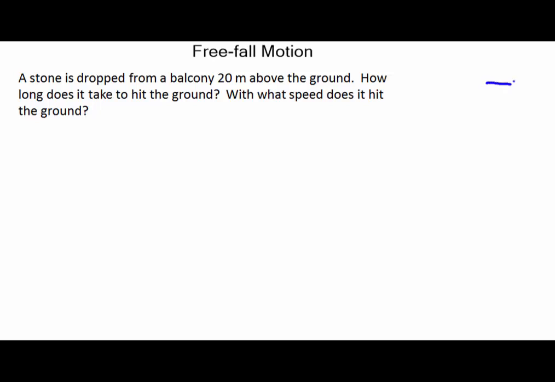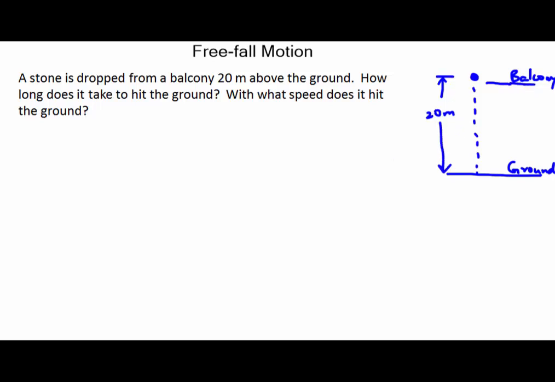So here's the balcony, and a stone is held outside the balcony and let go or dropped, and it falls to the ground and hits the ground. Let's say that's here. It tells us that the stone falls a total of 20 meters, so we can mark that here. And so there's our setup.